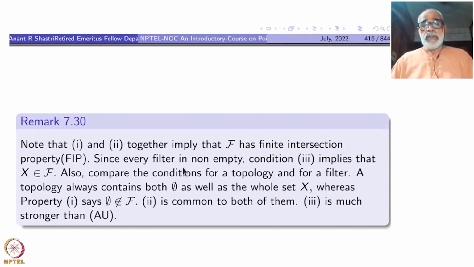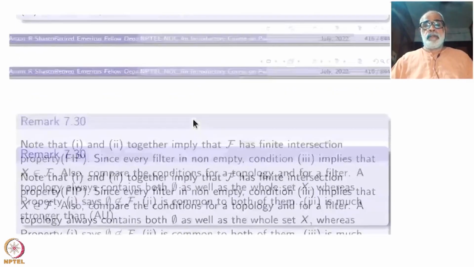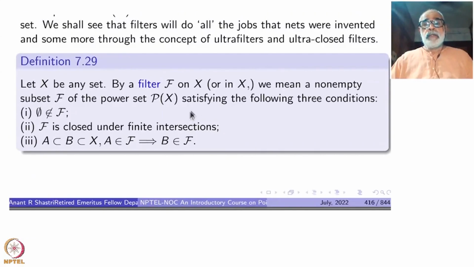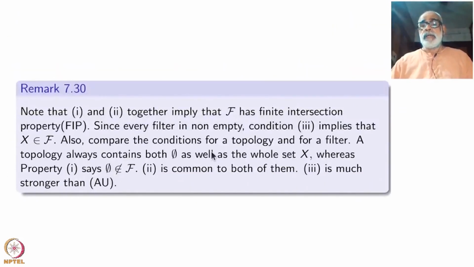Since every filter is non-empty, you see, we started with a non-empty subset. In the definition of filter, I have put a non-empty subset. As soon as a non-empty subset is there, X will also be there. So I don't have to put that condition. X is there, the empty set is not there, and X is there.